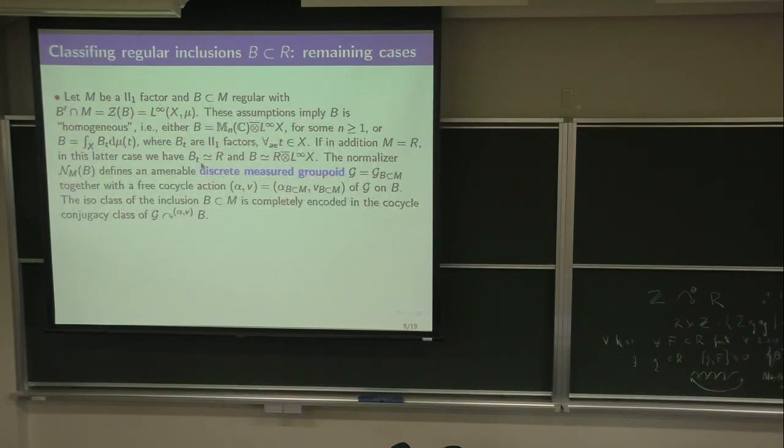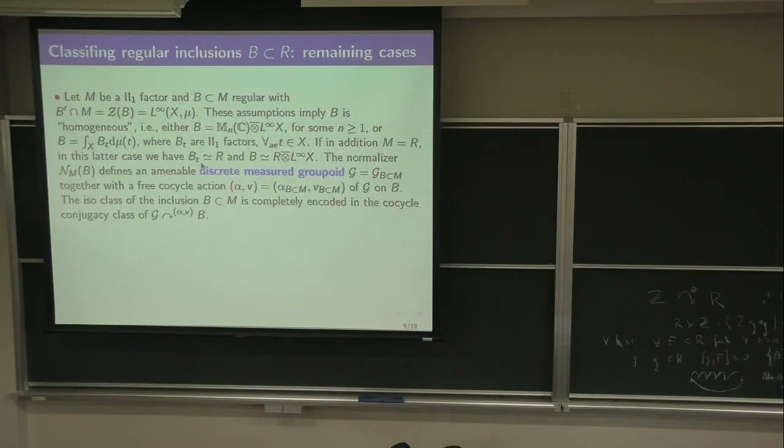So now, if in addition M is the hyperfinite II1, then at each point this B sub t will be isomorphic to R, and you can make these choices in a nice measurable way. So you end up proving quite easily that B is a tensor product, like here: R tensor L infinity of X.